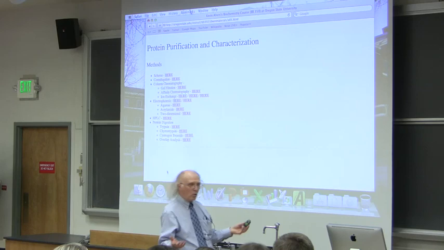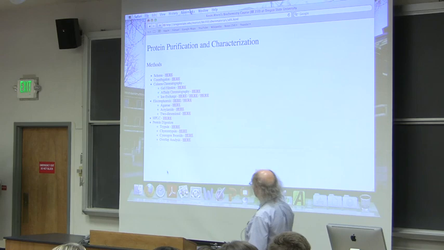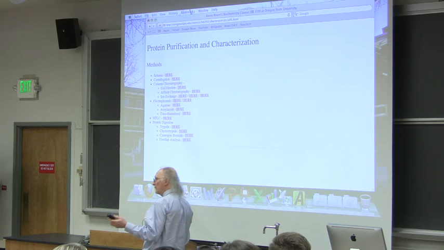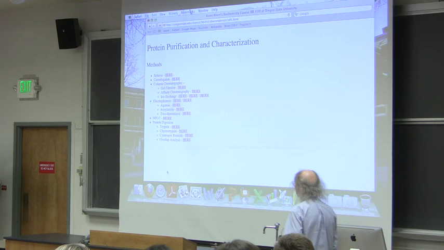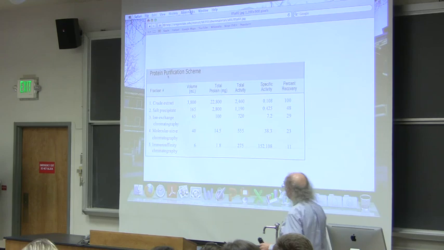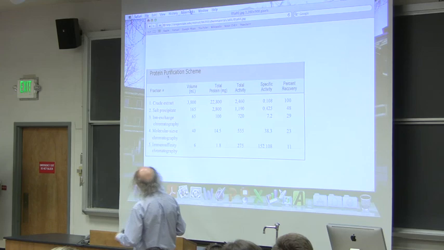Well, in order to purify proteins, we use some very cool tricks. Some of the tricks are based on structure that we've talked about. Some of the tricks are based on very cool technology, and I'm going to go through those with you. So let me just step you through the process that we go through in purifying proteins. Let me come back to that. I don't want to do that right now. That's not a good place to start.